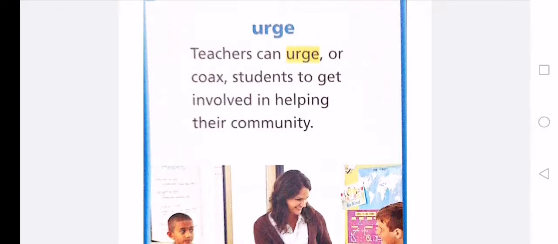Teachers can urge or coax students to get involved in helping their community. Urge is to motivate, to persuade, to make the student or a person do better for their surroundings.